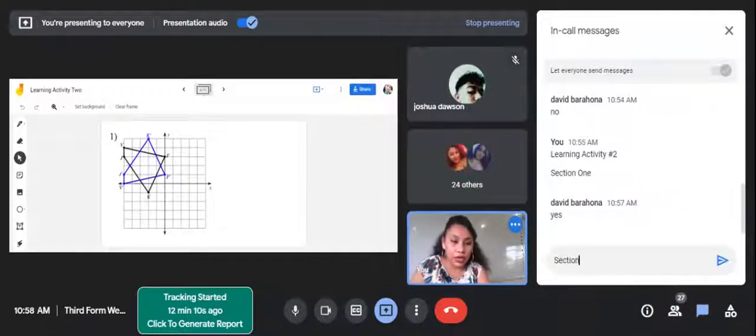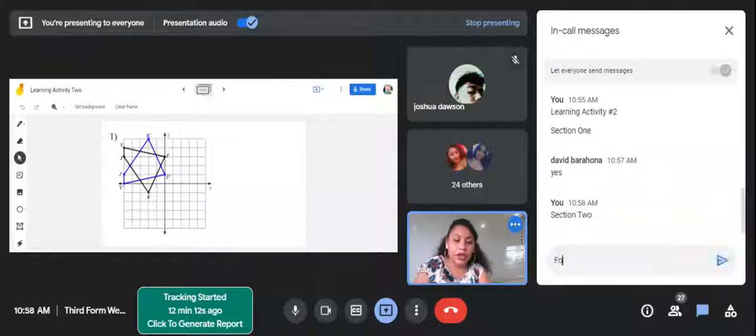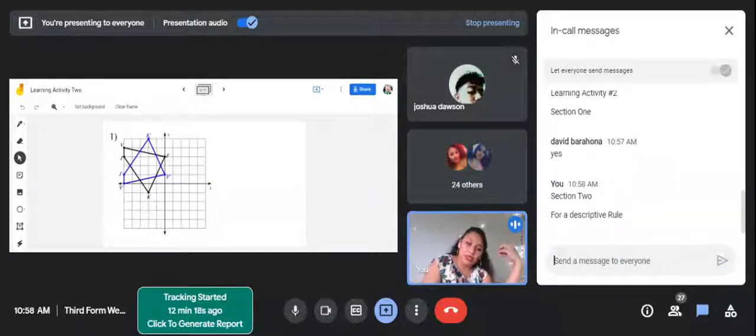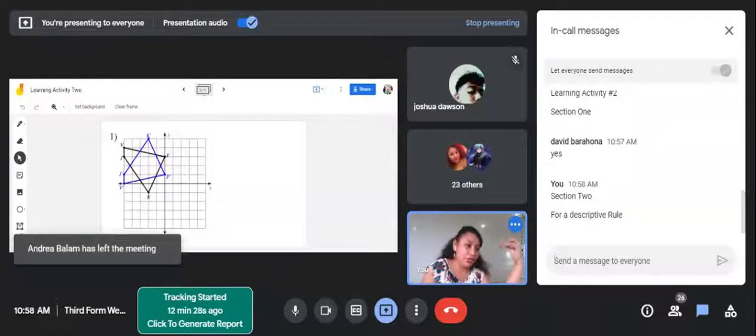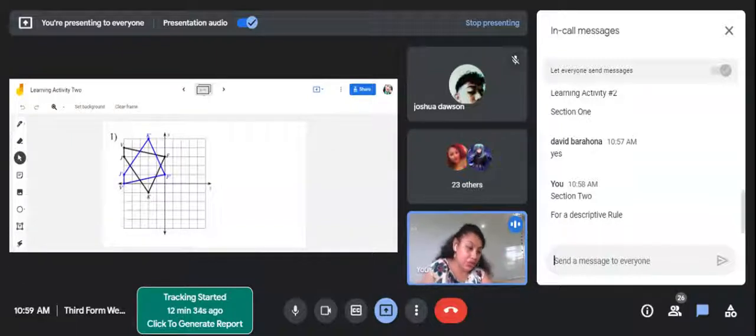Section two is asking you guys for a descriptive rule. Now, what does it mean with a descriptive rule? They are asking: does it reflect across the x-axis? Does it reflect across the y-axis? Does it reflect across the line x equals y? Where is the reflection happening, on what line? That is what these questions are asking you to do.